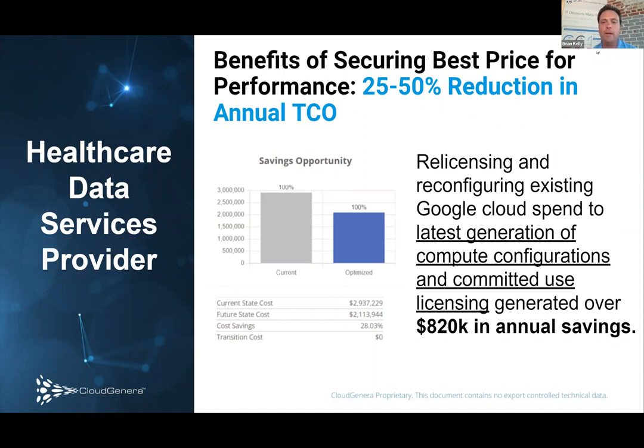for a business. For this particular client, it took a $2.9 million annual total cost of ownership in the cloud and drove that down to $2.1 million, a 28% savings through an initial pass, an initial look, leveraging the integration CloudGenera has with Google BigQuery and being able to analyze that bill. And CloudGenera has similar capabilities for the likes of Amazon and Azure.